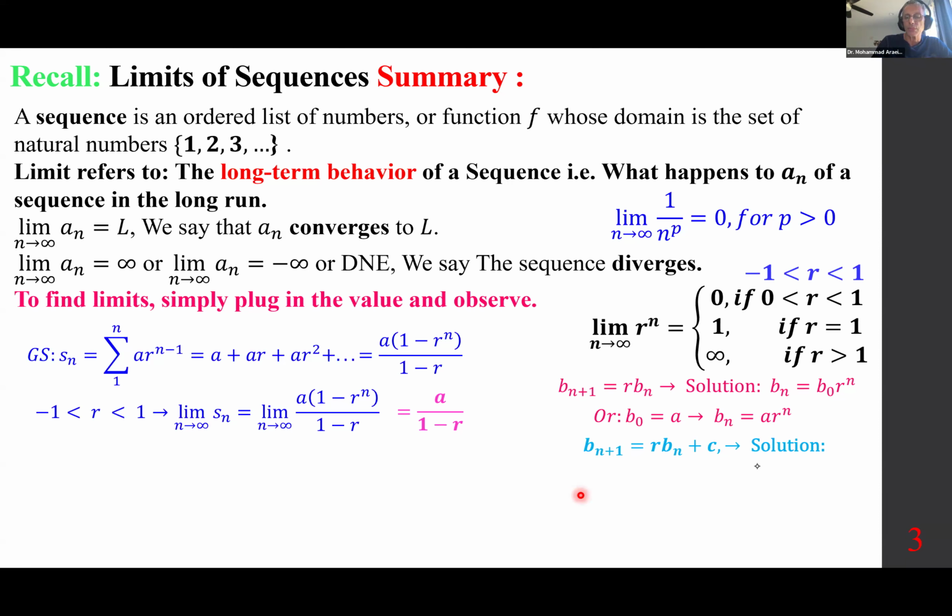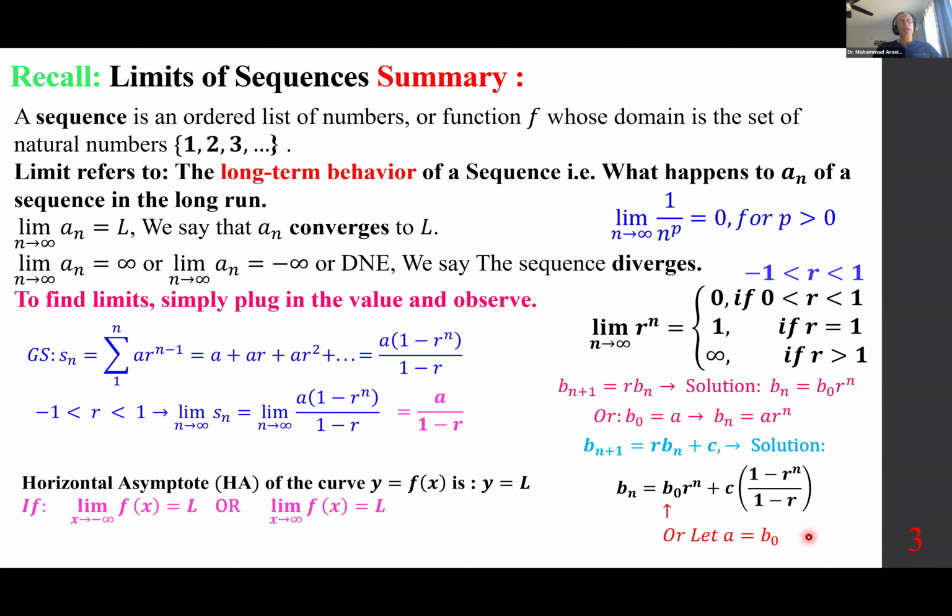The solution becomes the same thing that we had here, and it adds this piece. So b sub n becomes b sub 0 r to the power of n plus c times 1 minus r to the power of n over 1 minus r. And again, a or b sub 0 are the same. And also we discussed horizontal asymptotes. If the limit of f of x as x approaches negative infinity or positive infinity is L, the line y equals L represents the horizontal asymptote, HA for short.